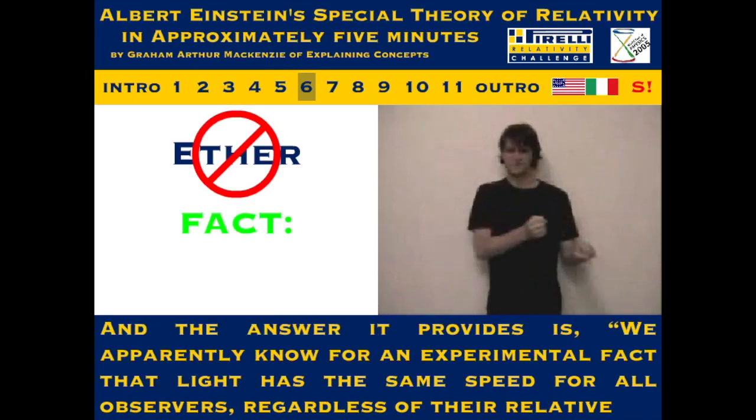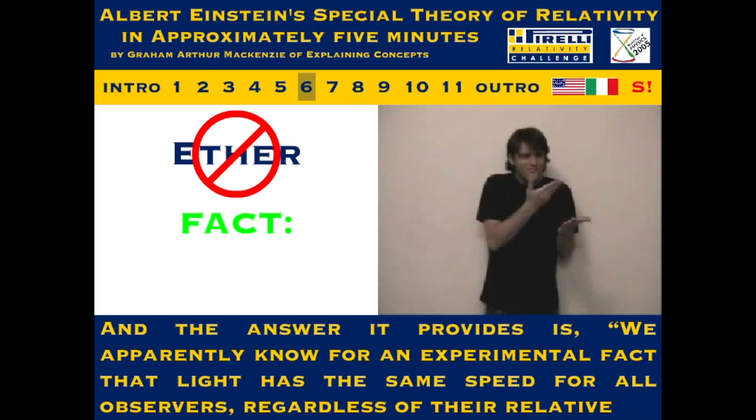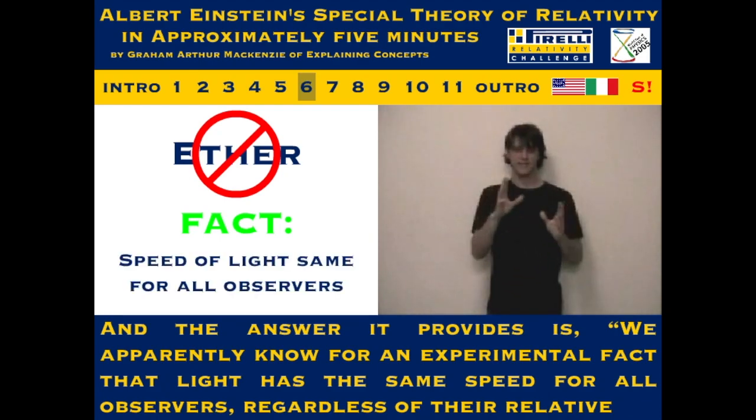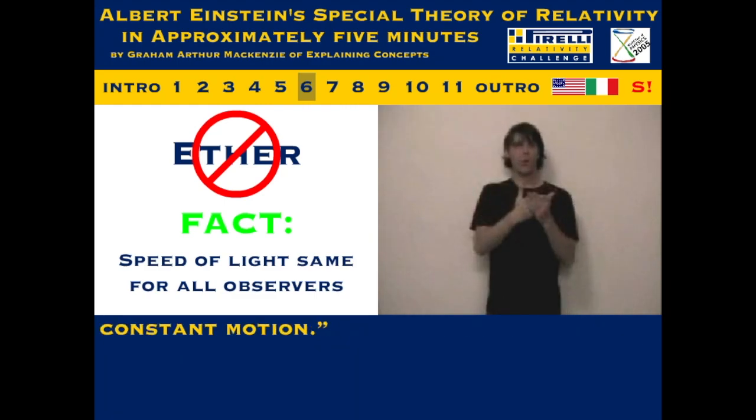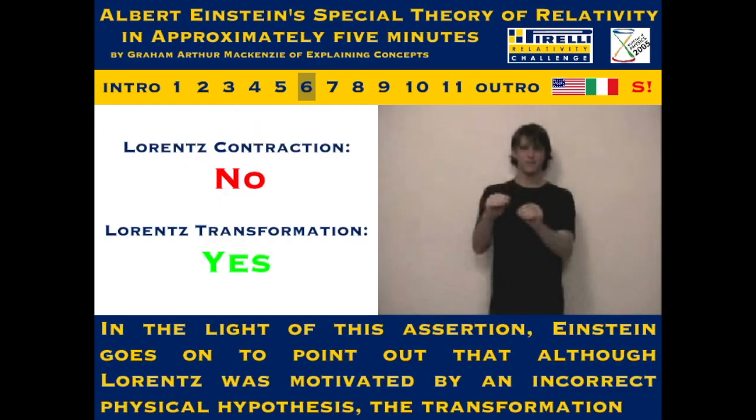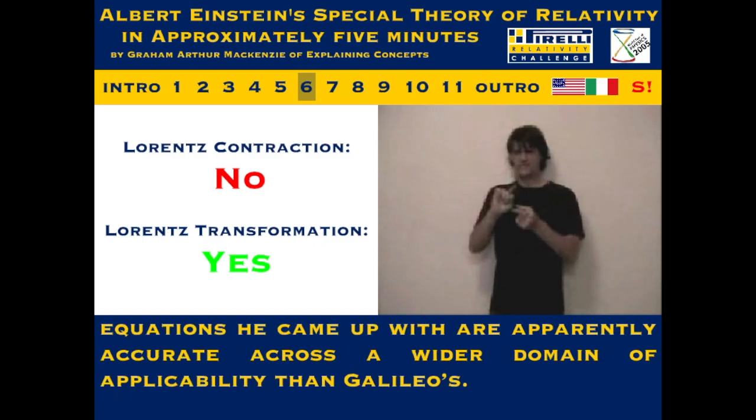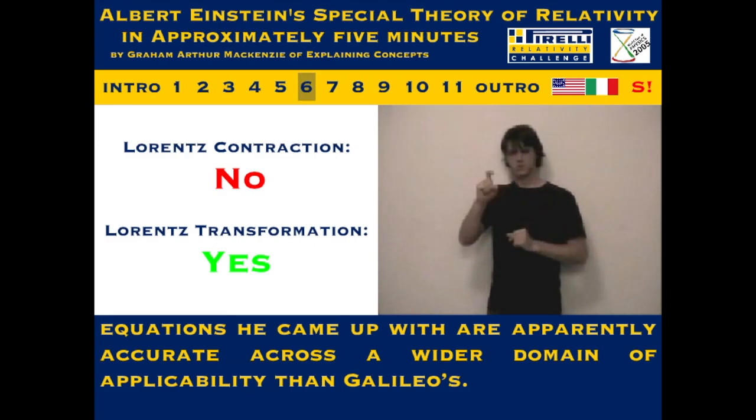And the answer it provides is, we apparently know for an experimental fact that light has the same speed for all observers, regardless of their relative constant motion. In the light of this assertion, Einstein goes on to point out that although Lorentz was motivated by an incorrect physical hypothesis, the transformation equations he came up with are apparently accurate across a wider domain of applicability than Galileo's.